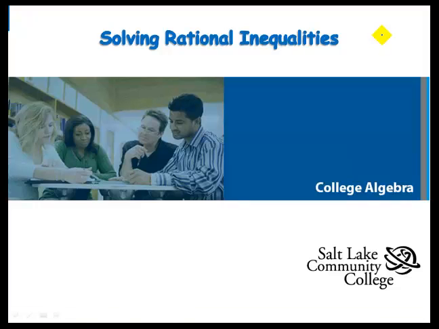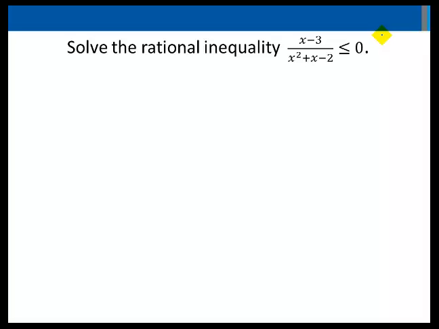In this lesson, we will solve rational inequalities. Starting with the rational inequality, (x - 3)/(x² + x - 2) ≤ 0. Let's call this function to the left of our inequality sign f(x). So we have a rational function f(x), and I'll start by factoring f(x). f(x) factors into (x - 3)/((x + 2)(x - 1)).